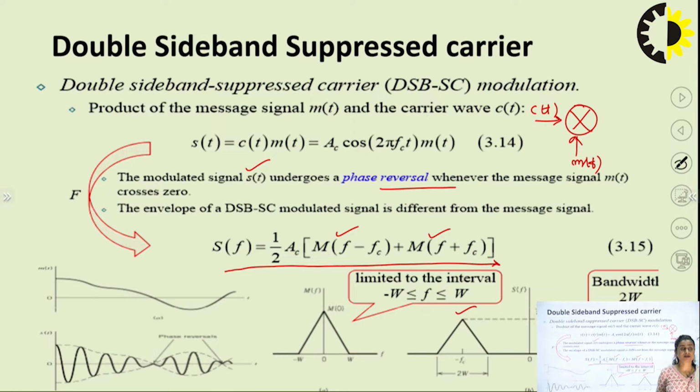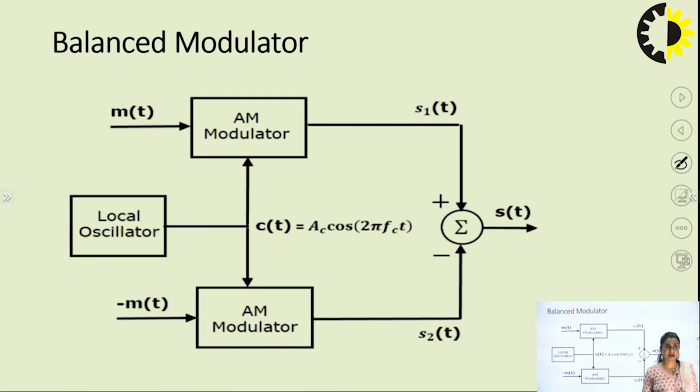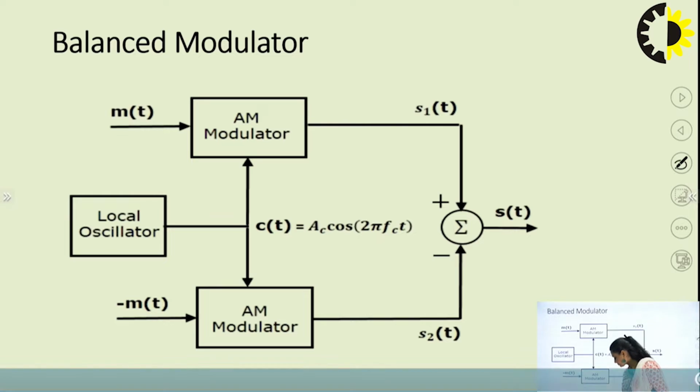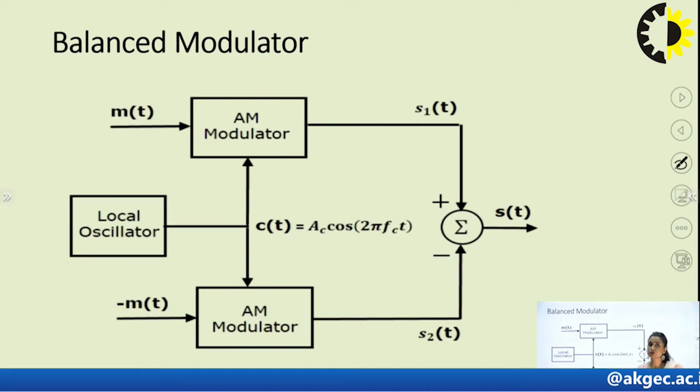One of the prime generators used for double sideband suppressed carrier is the balanced modulator. This is the block diagram for the balanced modulator. Here we are using two AM modulators or two product modulators, right? And I may name these as the in-phase channel and the quadrature channel, right? Why? Because to one of the product modulators I am providing my message as it is, and to the other product modulator I am providing minus of my message, right? Here I may use a plus minus sign.